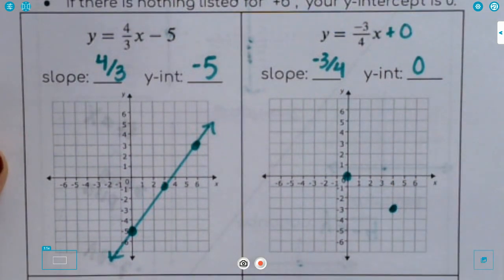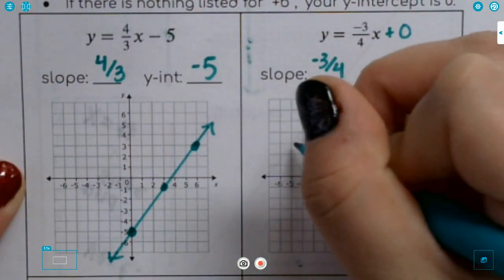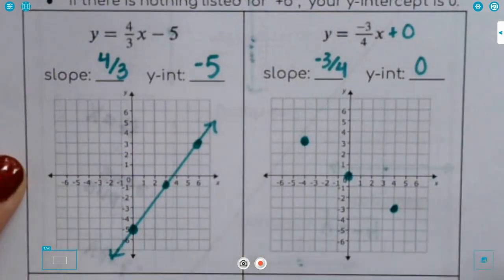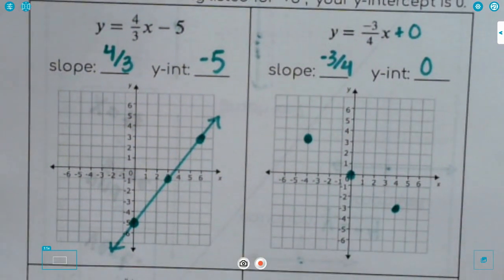I cannot go another one that way, but I like to have at least 3 points to connect. So instead, I'm going to go up 3, left 4. And I've got another point I can connect.